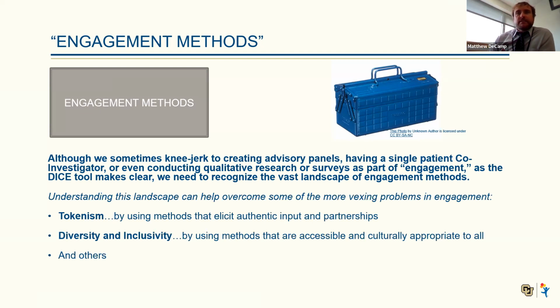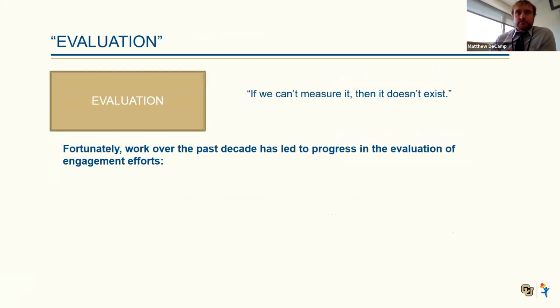I think that understanding this landscape can help us overcome some of these more vexing problems in engagement, the problems of tokenism, because we can use methods that elicit authentic input and create authentic partnerships. We can overcome issues of diversity and inclusivity by choosing methods that are accessible and culturally appropriate to all, and probably other problems we could think about overcoming too, if we spend a lot of time thinking about this toolbox and the different tools of engagement. But I'm going to focus on those other two boxes. So we'll go to the next slide and talk a little bit more about evaluation.